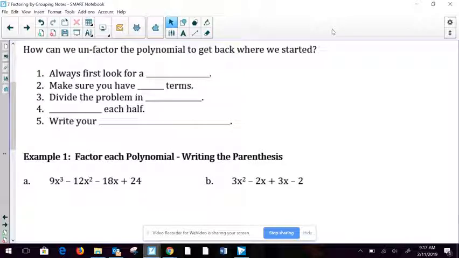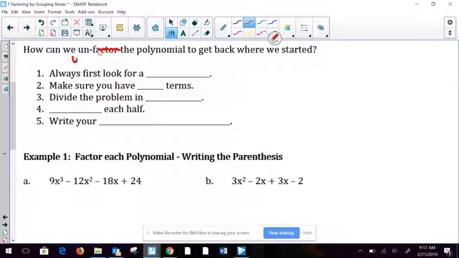Hi, everybody. Welcome back. Today, we're going to start taking a look at unfactoring the polynomial to get back where we started. Instead of thinking of it as unfactoring, I want you guys to think of it instead as undistributing. So all that multiplication stuff that we did last week, we're going to go through and undo it this week.